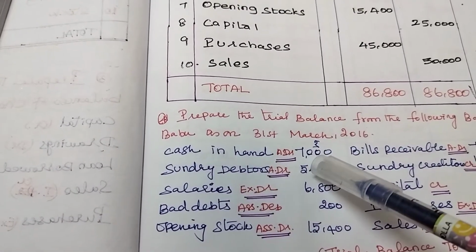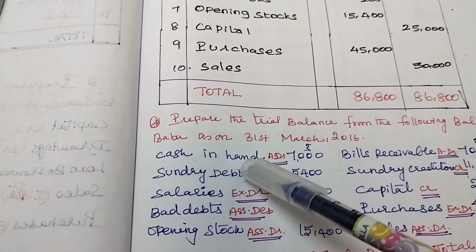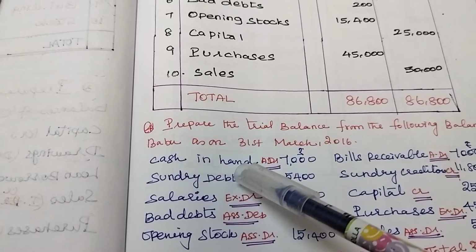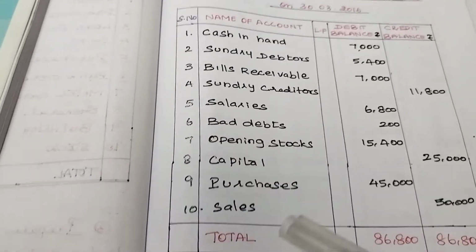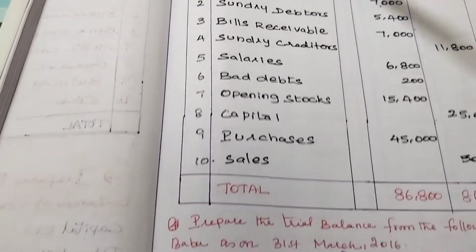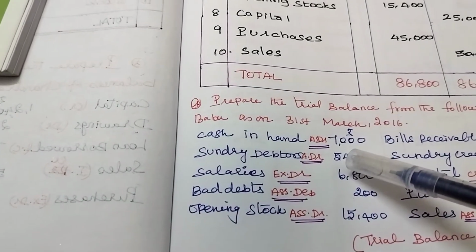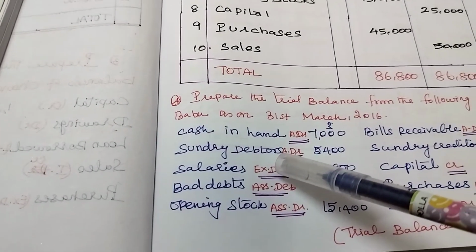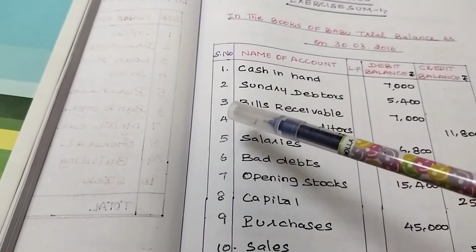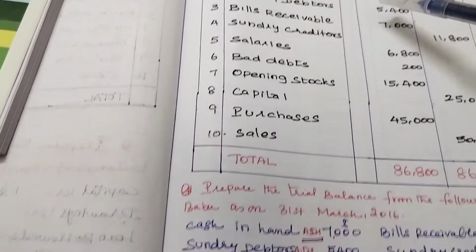Cash in hand 7,000 rupees. Cash in hand, that means any type of cash is an asset account. Whenever an asset account increases, we debit the asset account. That means the cash account will be debited. So cash in hand 7,000 rupees is entered on the debit side. Then sundry debtors 5,400. Sundry debtors come under asset accounts. Asset accounts go to the debit balance. So sundry debtors 5,400 is entered on the debit side.